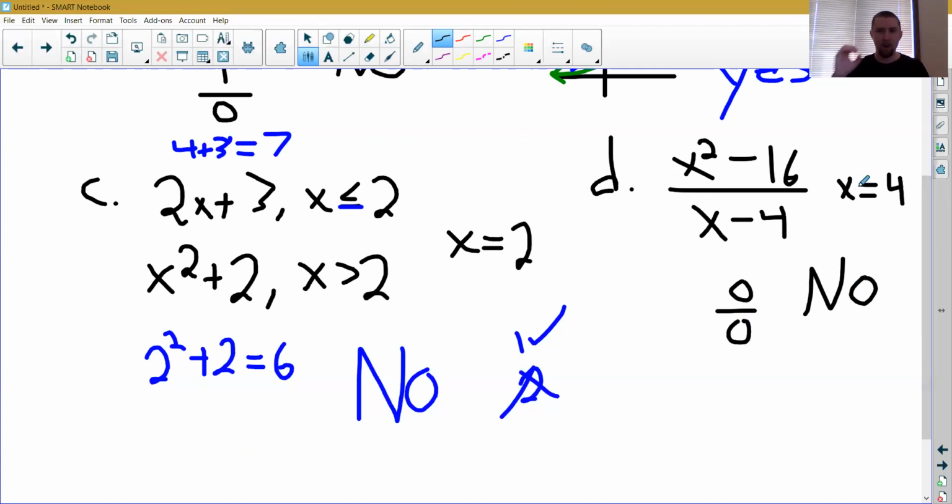Now this one happens to be a hole in the graph, not a vertical asymptote like we saw in A, but it doesn't matter if it's a hole or an asymptote. It doesn't work out if we have 0 over 0 or undefined. Okay, so that's number 81.